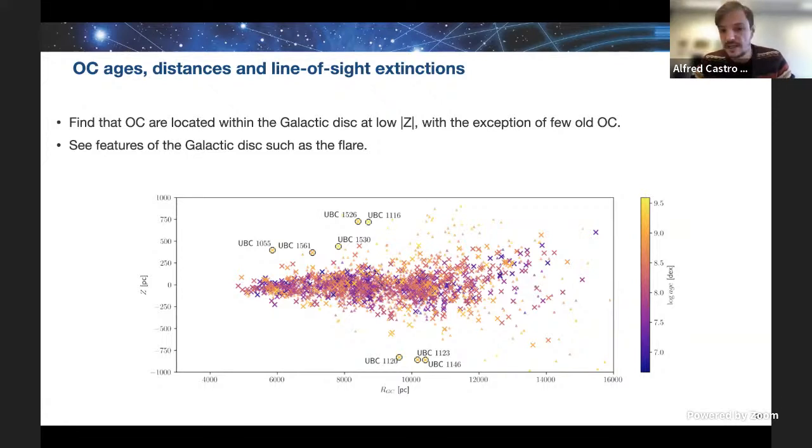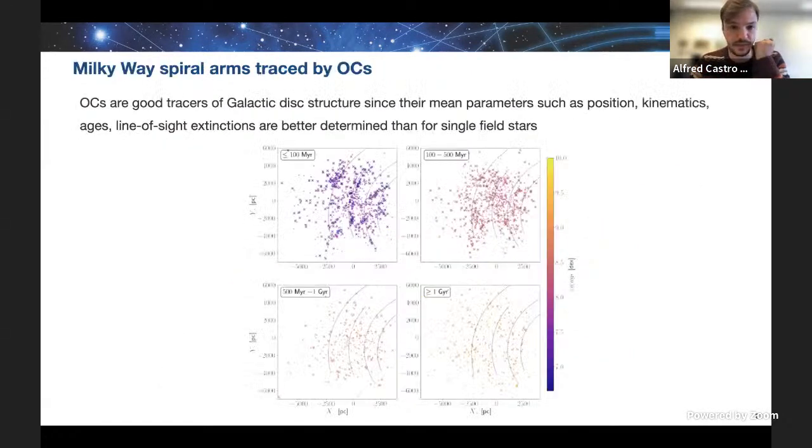These are old clusters found at high latitudes. This is interesting. We may follow up on that. I said I have no time for this yet. And in the outer disk, we can see already the flare of the disk with young clusters. This was already seen previously with clusters also.